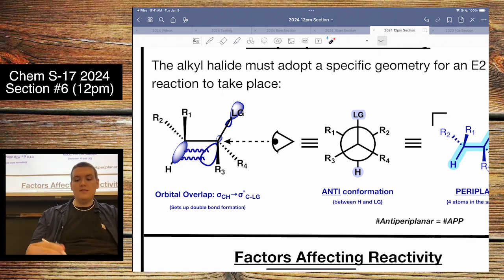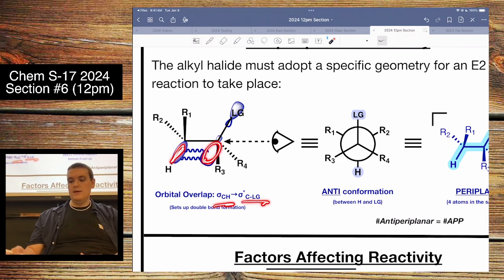Basically, the reason is that when the base deprotonates the hydrogen, when you have these lined up just the right way, it makes it really easy to slide over into the antibonding orbital and break the bond. So when we draw our actual curved arrow mechanism, we will draw it here, but the electrons are really spreading out between the two atoms. And this is going to form a double bond in the product. So this is the essential alignment between the sigma C-H and the sigma star carbon-leaving group.